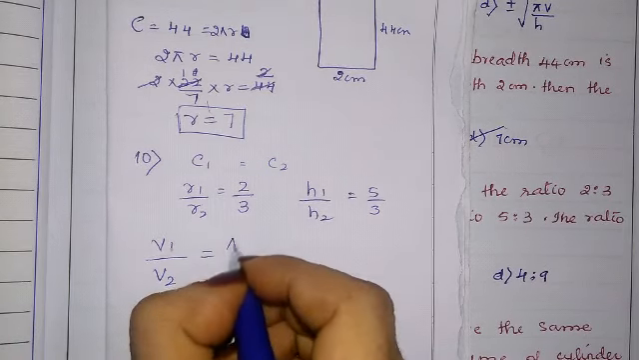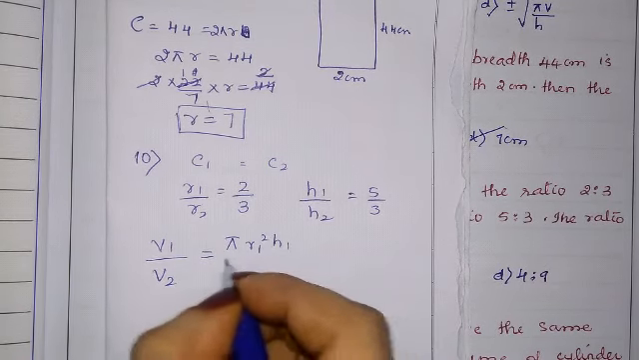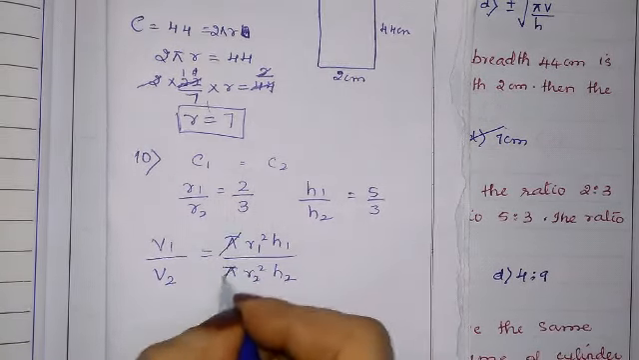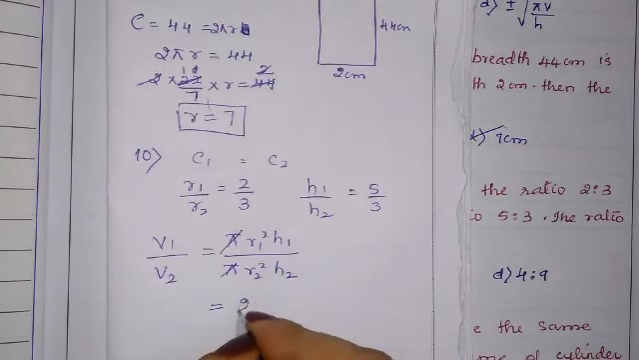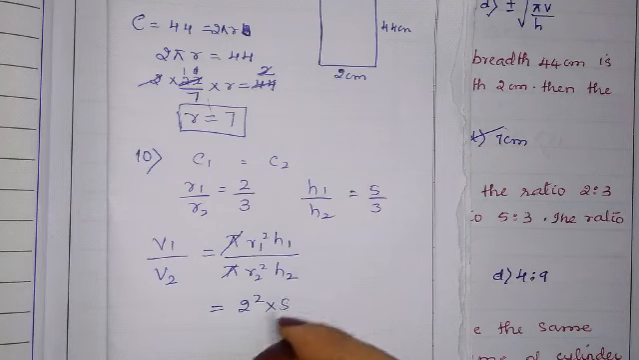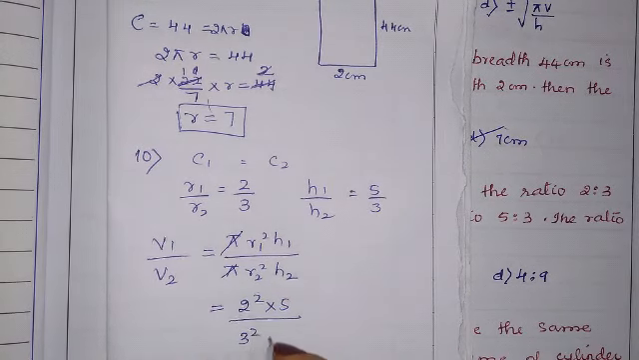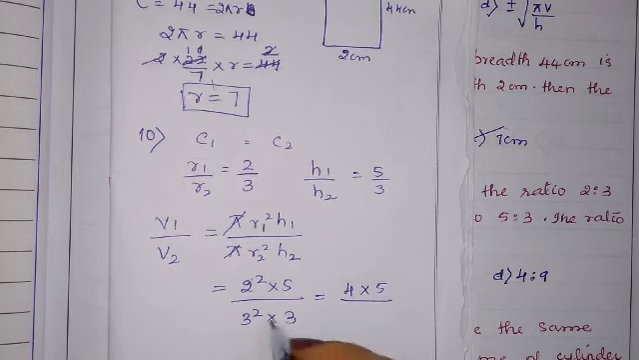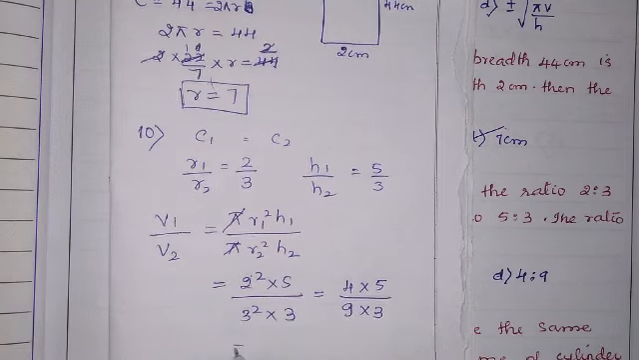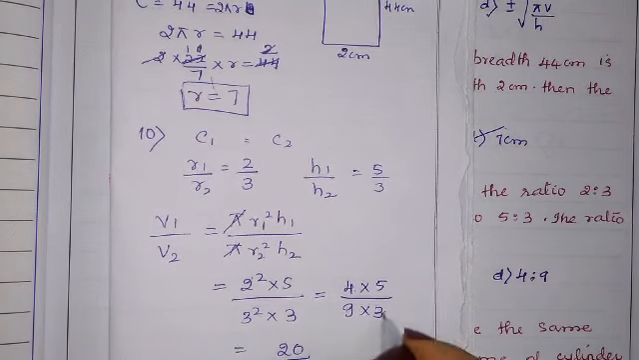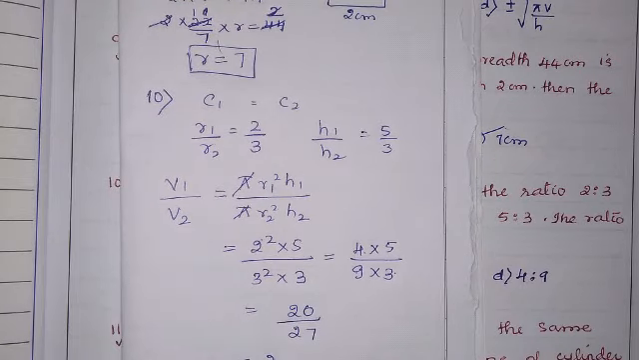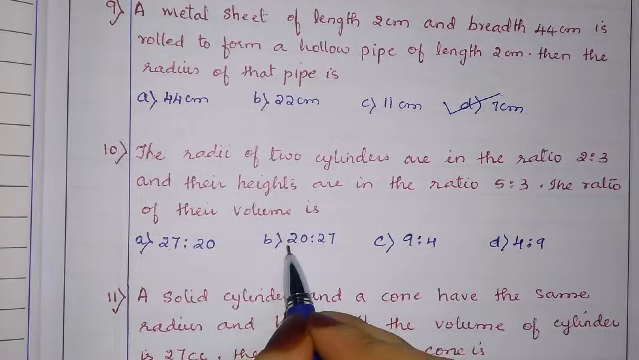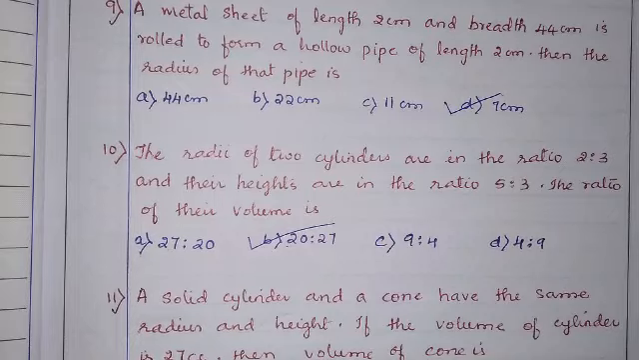Volume 1 is nothing but pi R1 square H1 upon pi R2 square H2. This is the volume formula. Pi gets cancelled. R1 value is 2 square, H1 is 5, upon R2 value is 3 square, H2 is 3. 2 square is 4 into 5, upon 3 square is 9 into 3. Now 4 5s are 20 upon 9 3s are 27. Let us check whether we have a 20:27 option. Option B is 20:27, so the correct answer is B.